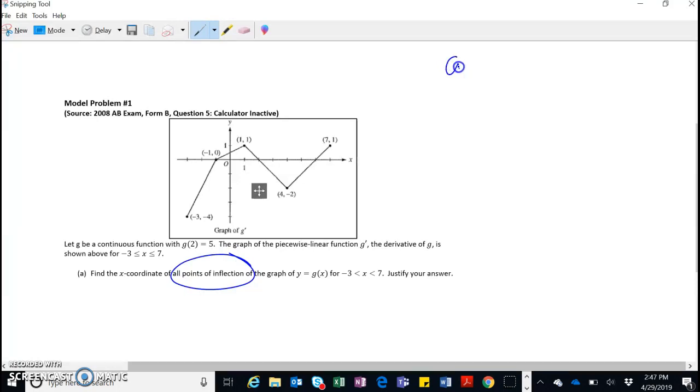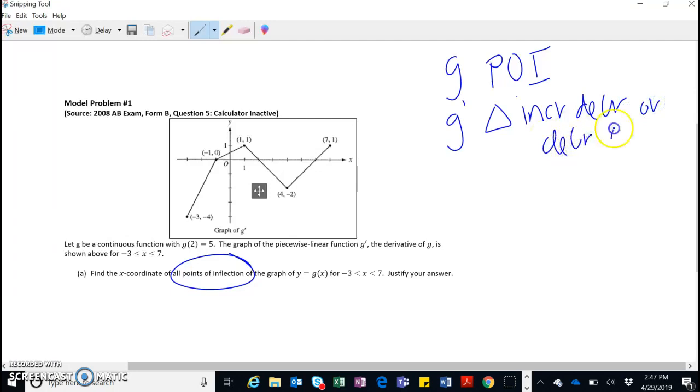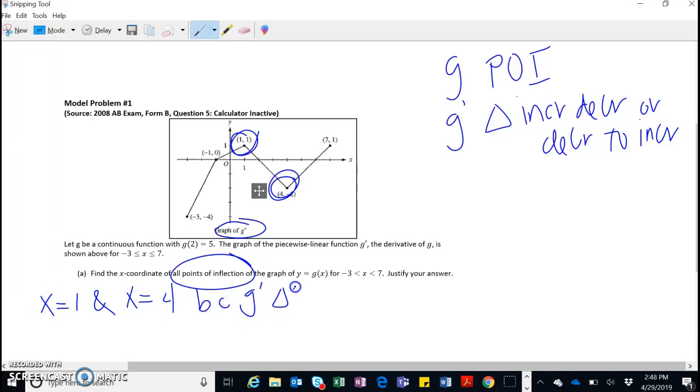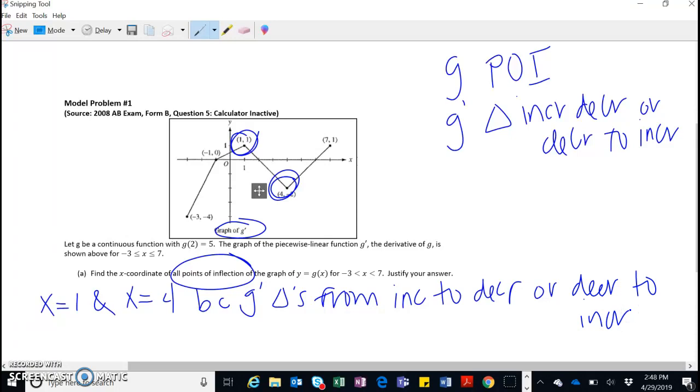So something that you just recorded on your prior page is that for G to have a POI, that means G prime is going to change from increasing to decreasing, or the other direction, decreasing to increasing. So looking at my picture of G prime, I can see that I have a change in direction right here at x equals 1 and down here at x equals 4. So to answer this question, x equals 1 and x equals 4 are points of inflection on G because G prime changes from increasing to decreasing or decreasing to increasing. You don't have to say anything other than that to get full credit on part A.